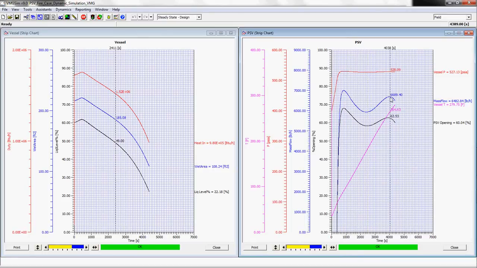At about 4,000 seconds, the relief flow arrives at another peak. This is where 99% of engineers might get into trouble. In some cases, the relief flow at the second peak is even larger than the first peak. The reason is because the latent heat is getting smaller. Let's continue to finish the whole depressurization process.